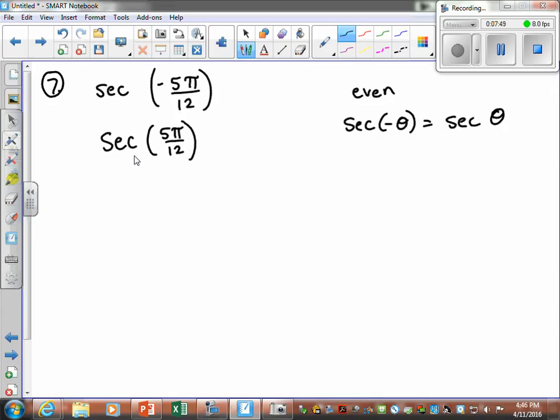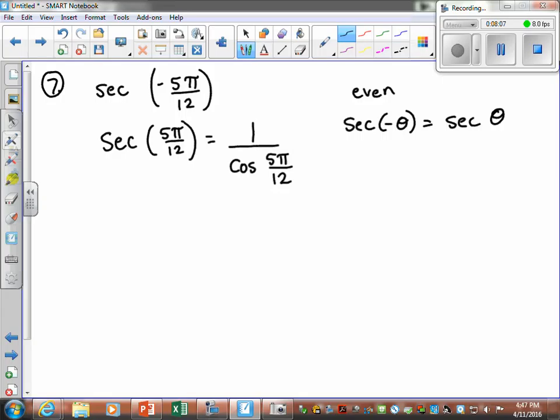Okay, the other thing is we weren't given some difference formulas for secant, so we can rely on the fact that it's the reciprocal function of cosine and rewrite this. Remember, that's the same thing as 1 over the cosine of 5 pi over 12, right?